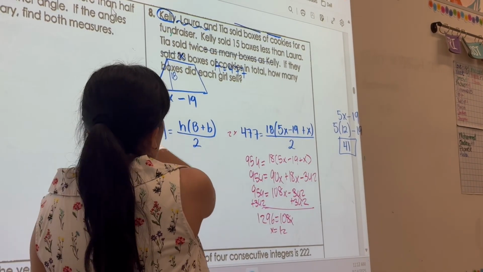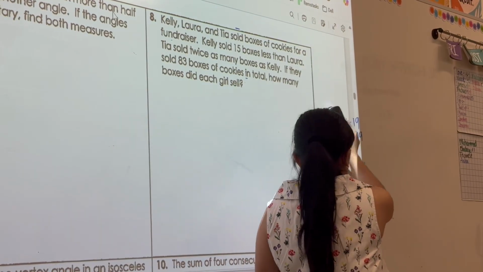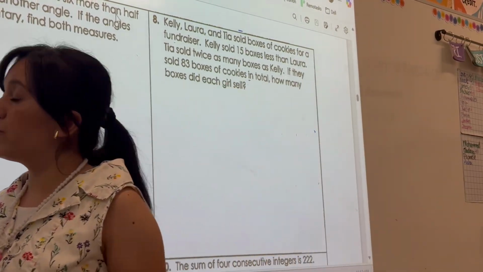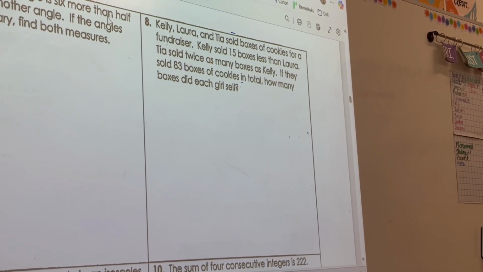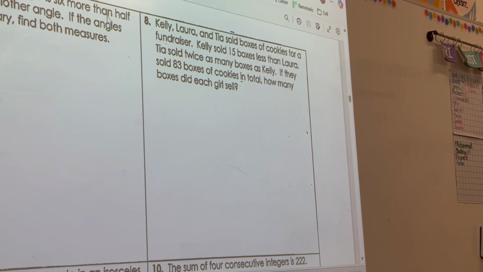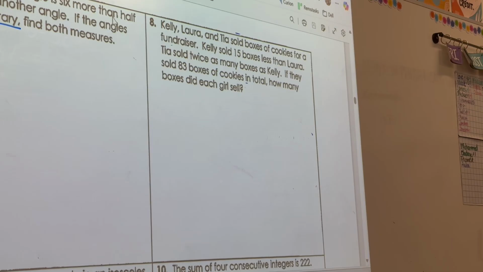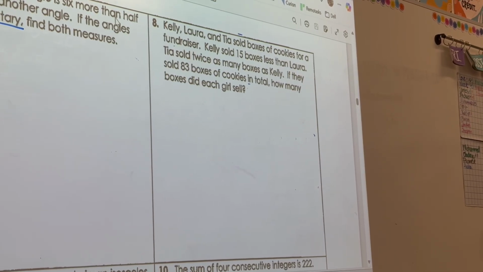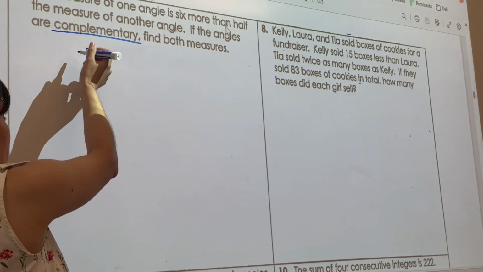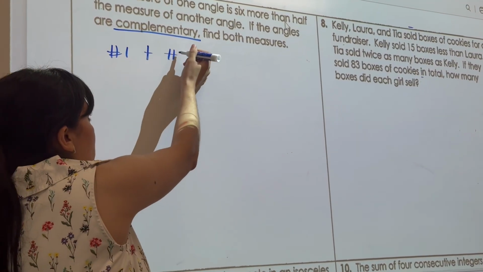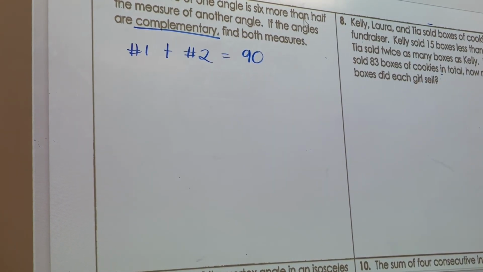Okay, so let's read exercise number 7. That says, the measure of one angle is 6 more than half the measure of the other angle. If the angles are complementary, find both measures. What does complementary mean? Equals 180? No, wait, no. 90. Equals 90. So I am going to have angle number 1 and angle number 2 that equal 90, right? Any questions about that?